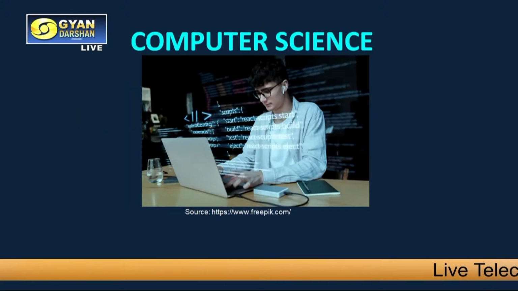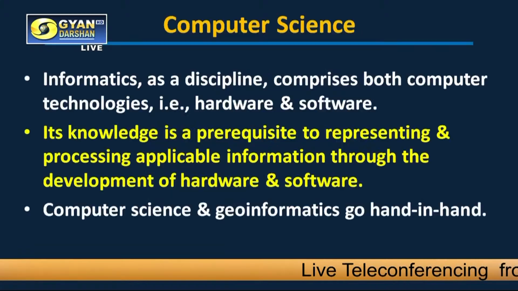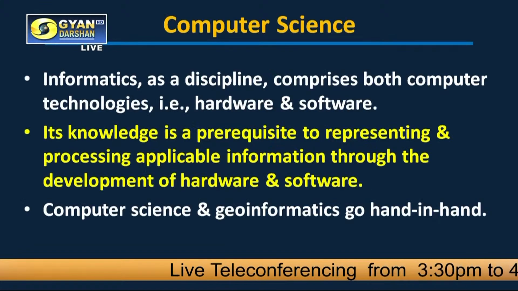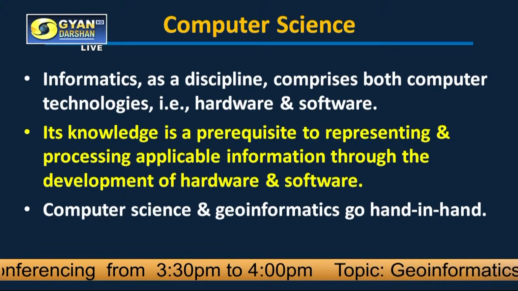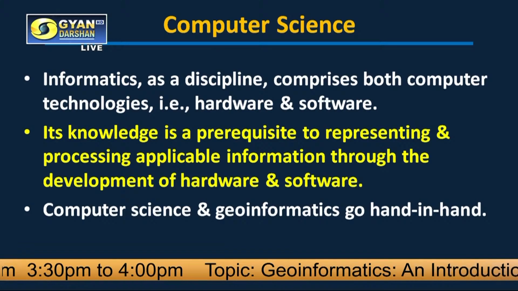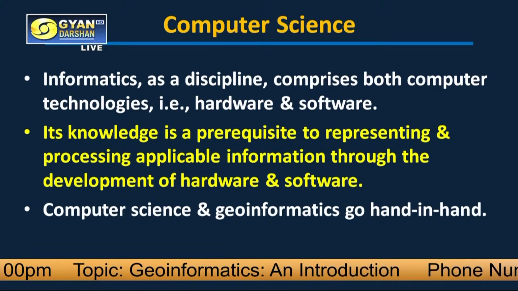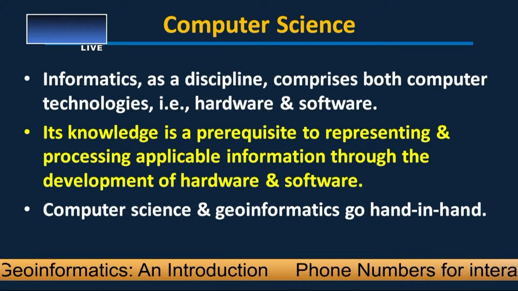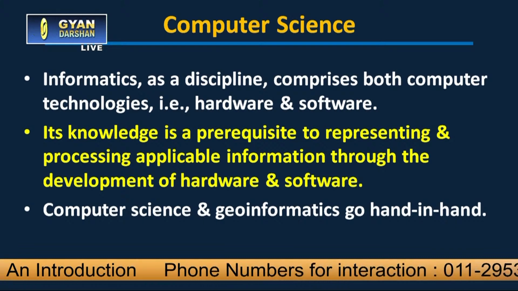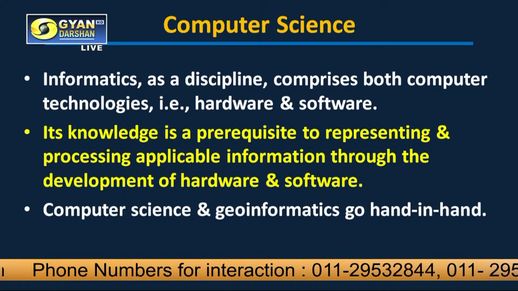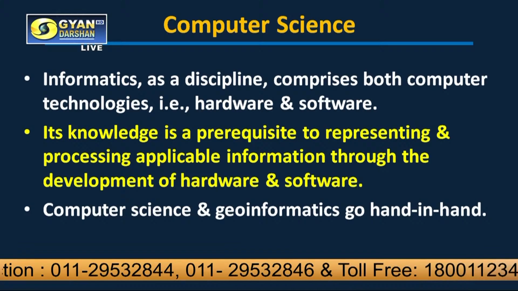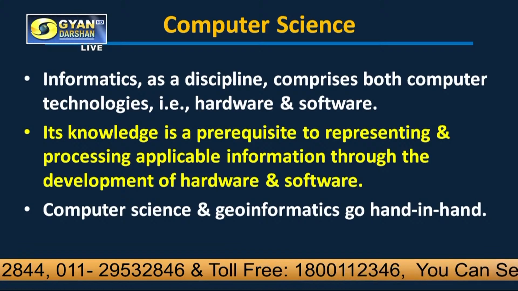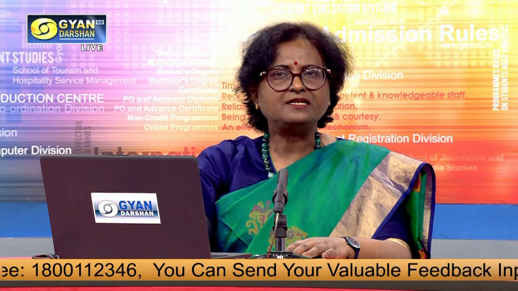Now next is computer science, the next component. In computer science, there is a term informatics, you know. Informatics as a discipline comprises both computer technologies, that is hardware and software. Its knowledge is a prerequisite to represent and process the applicable information through the development of hardware and software. So computer science and geoinformatics go hand in hand.